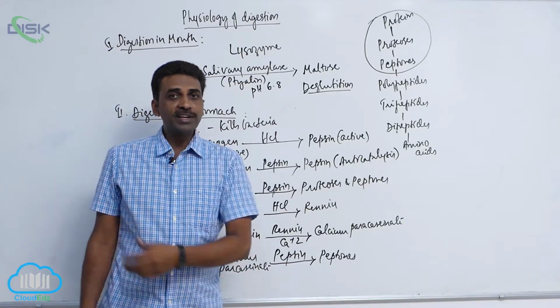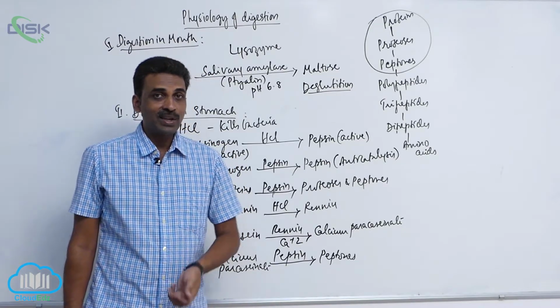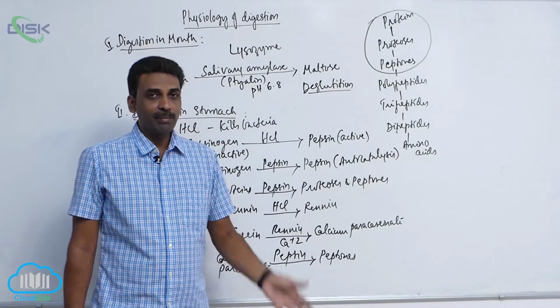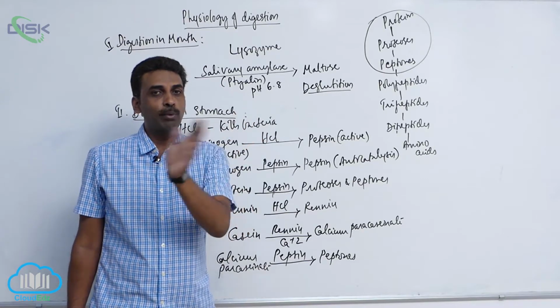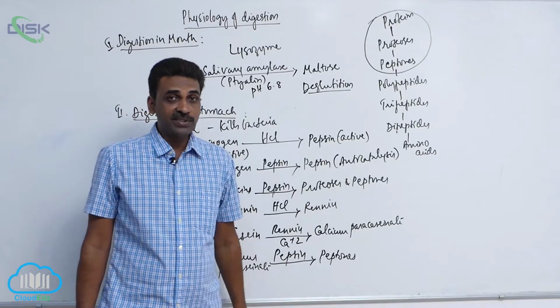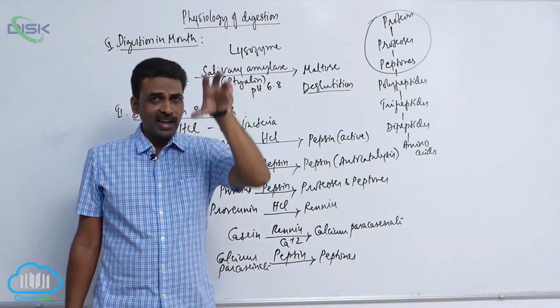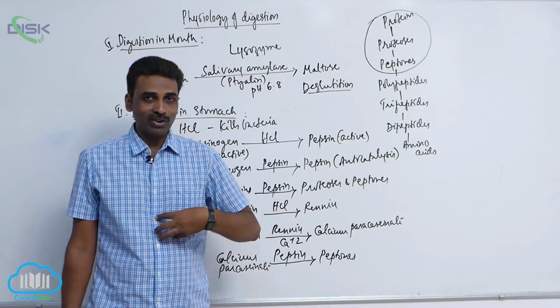When you go to the small intestine, the enzymes present in pancreatic juice and intestinal juice work under alkaline medium. Alkaline medium is a medium above pH 7. So the conditions are different here and there. Here the condition is that there is hydrochloric acid, so there is a highly acidic medium inside the stomach.